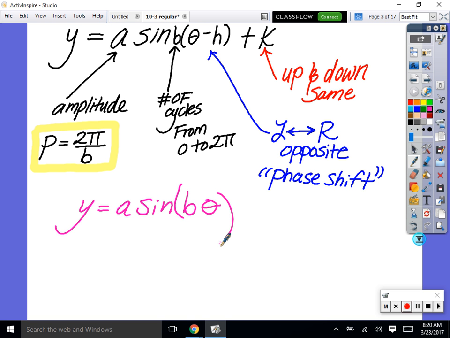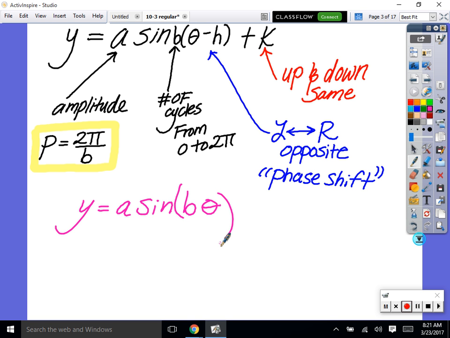So we still have our amplitude. For sine and cosine, our period is still 2 pi divided by b. And then b is still the number of cycles from 0 to 2 pi. And then this will be our shift left and right. We go opposite. A shift left and right is also known as a phase shift. So if you're ever asked what's the phase shift, it's just what's the shift left or right. And then that's our shift up and down.